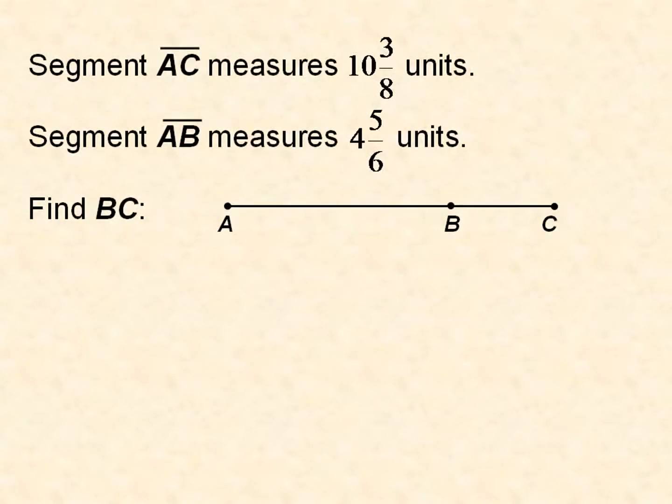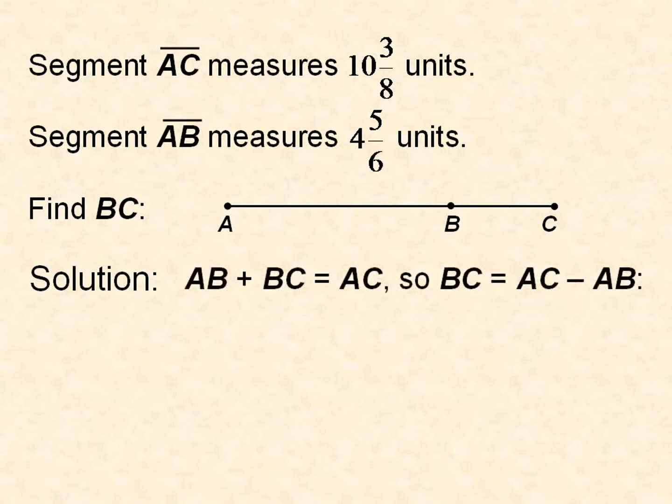Here's another example. Segment AC measures 10 3/8 units. Segment AB measures 4 5/6 units. Find the length of segment BC. The solution is again to use the formula AB plus BC equals AC. So BC is AC minus AB. That gives us BC is 10 3/8 minus 4 5/6.